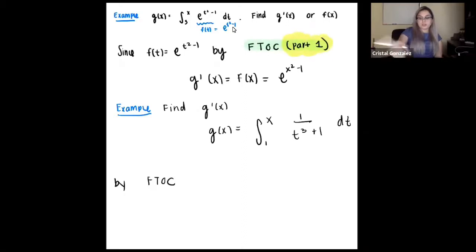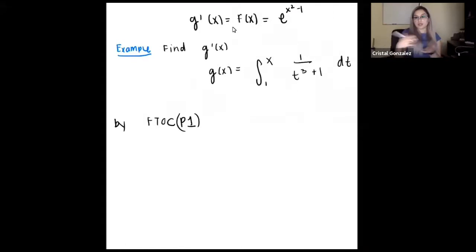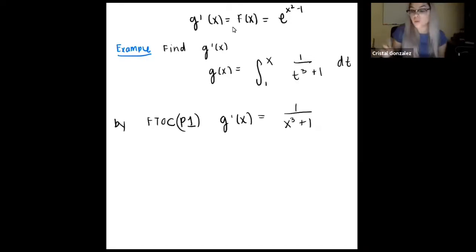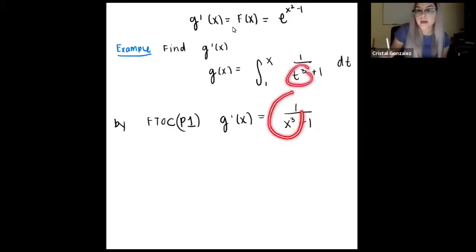Or you can just abbreviate it by P1. Whatever, as long as you tell me how you're getting this value. And then say that g prime of x is going to equal 1 over x cubed plus 1. Easy peasy. All we did was replace those t values by x.